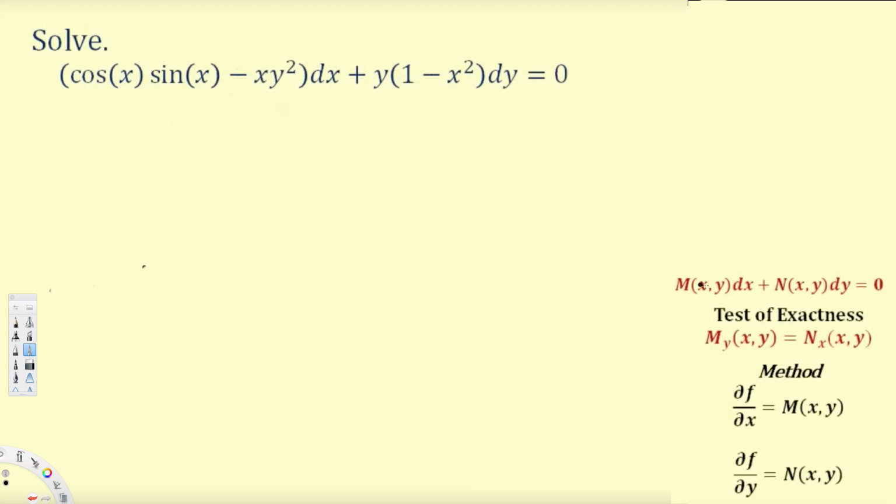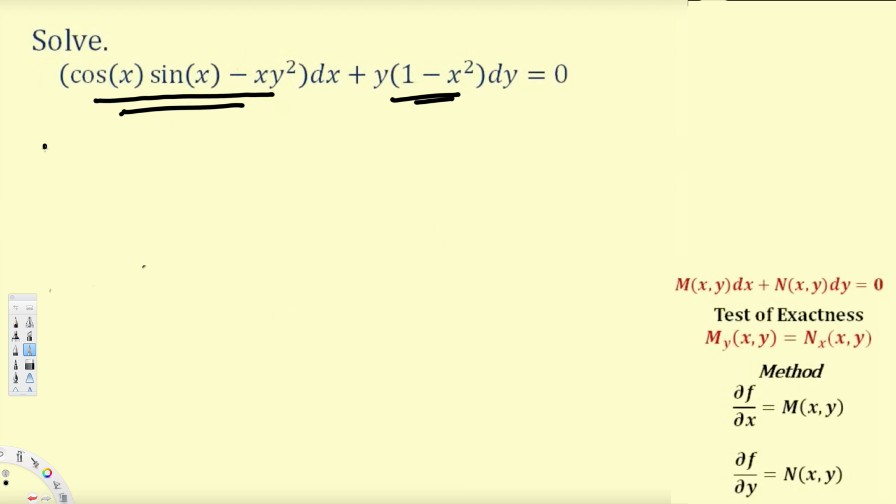Or you may see another way, like M(x,y) + N(x,y) y prime. So it's going to be in both ways. Here the main thing is we have to identify M(x,y) and N(x,y). If you look at this equation, whatever is combined with dx is going to be our M(x,y), and whatever is combined with dy is going to be N(x,y).